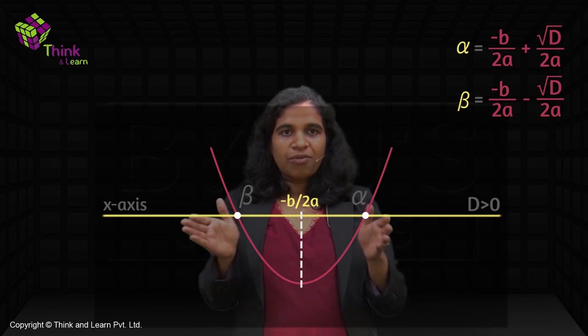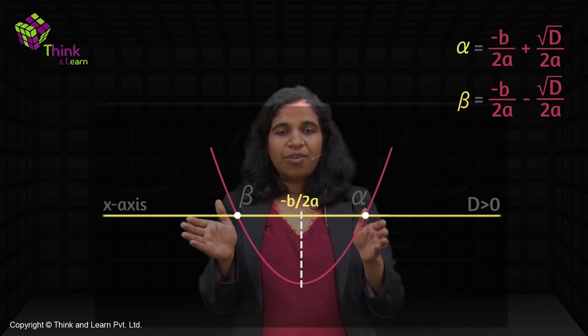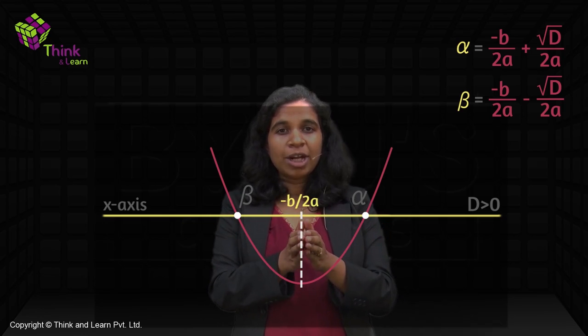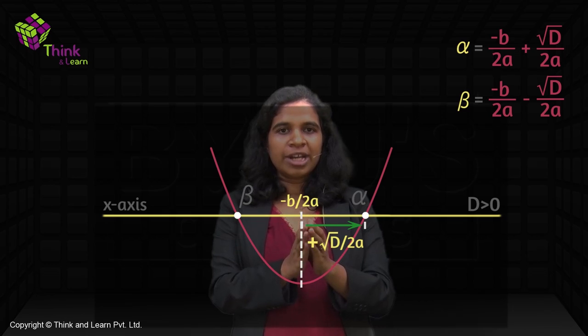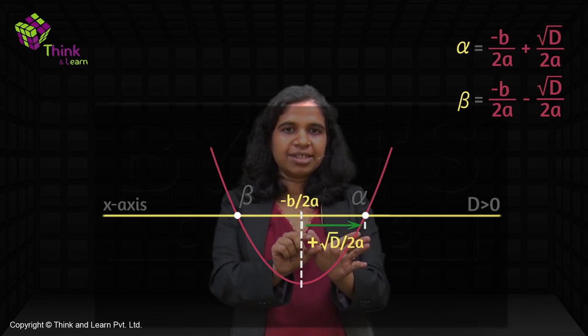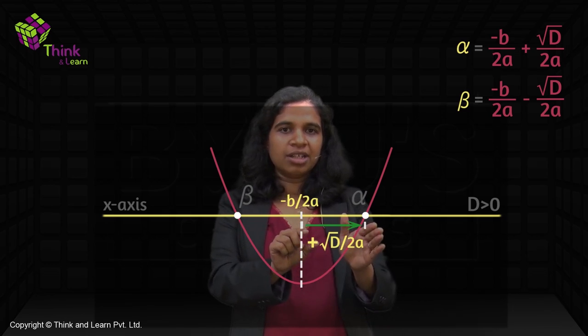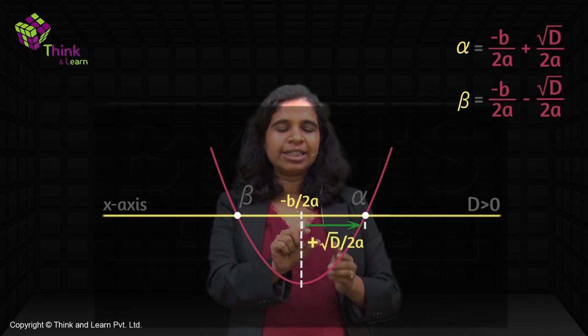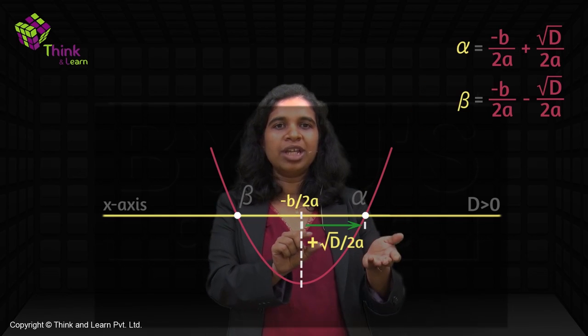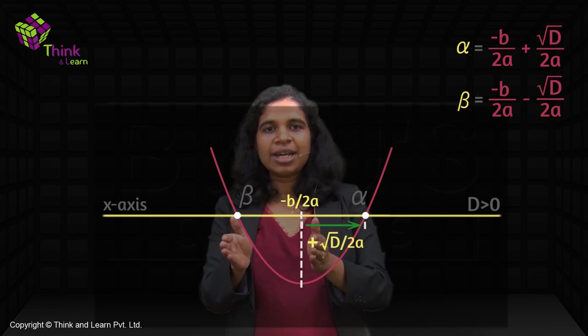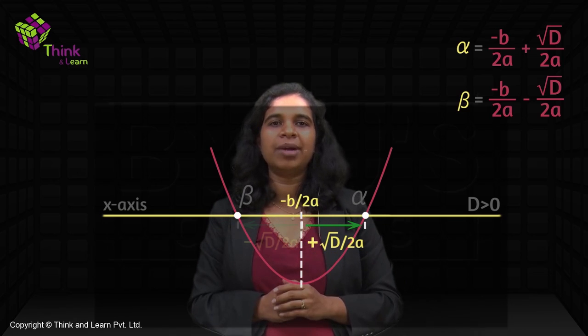Now, my alpha and beta are on two sides, right? Alpha is minus b by 2a plus root D by 2a. What is alpha really? If this point is minus b by 2a, alpha is this point plus this distance. Correct? That's what alpha is. So from that equation, what does it tell me? This distance should be root D by 2a. Similarly, this is the same distance. This distance should also be root D by 2a.